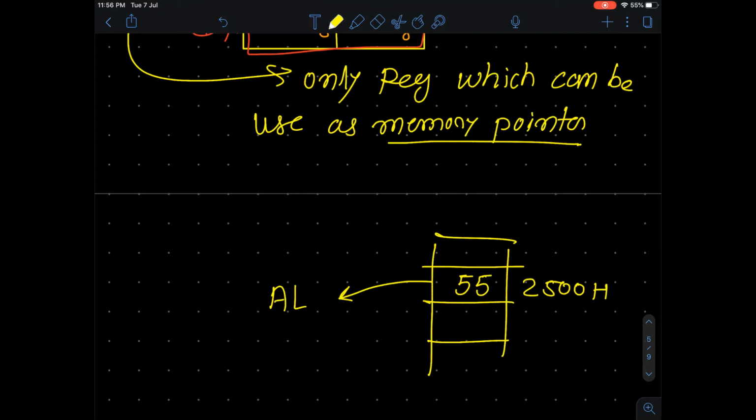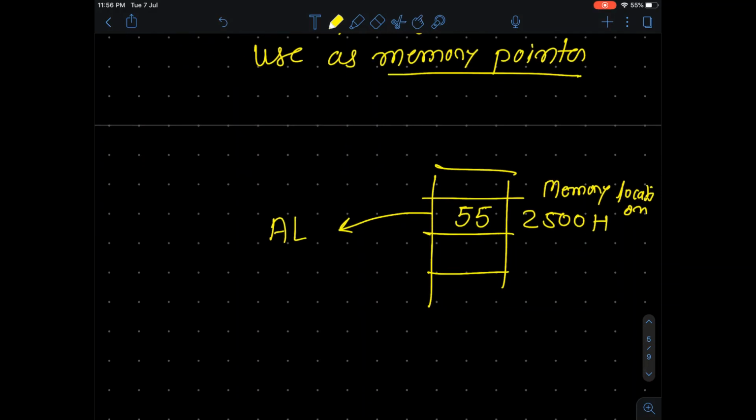What operation do we have to perform? One memory location is there, 2500, and at this memory location the number is 55, and we have to transfer it into the AL register. This operation can be written as MOV AL, [2500], which means transfer the data from memory location 2500 into the AL register.